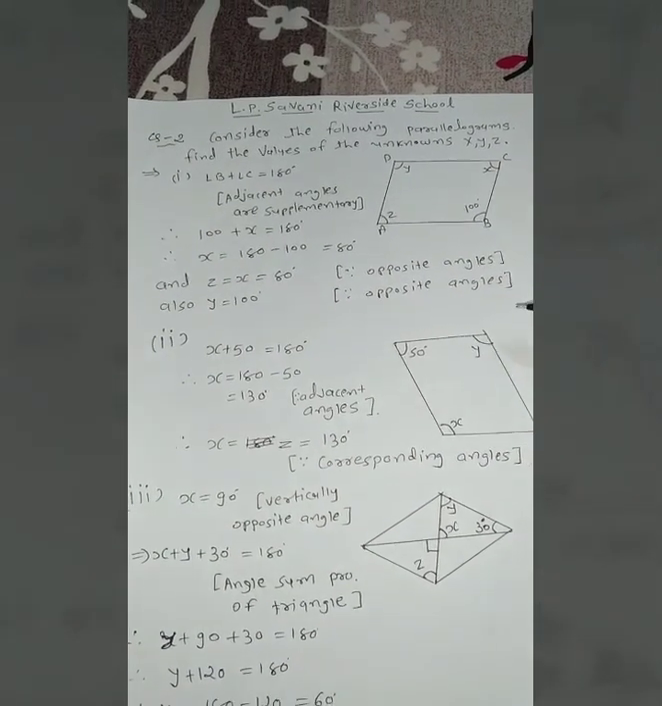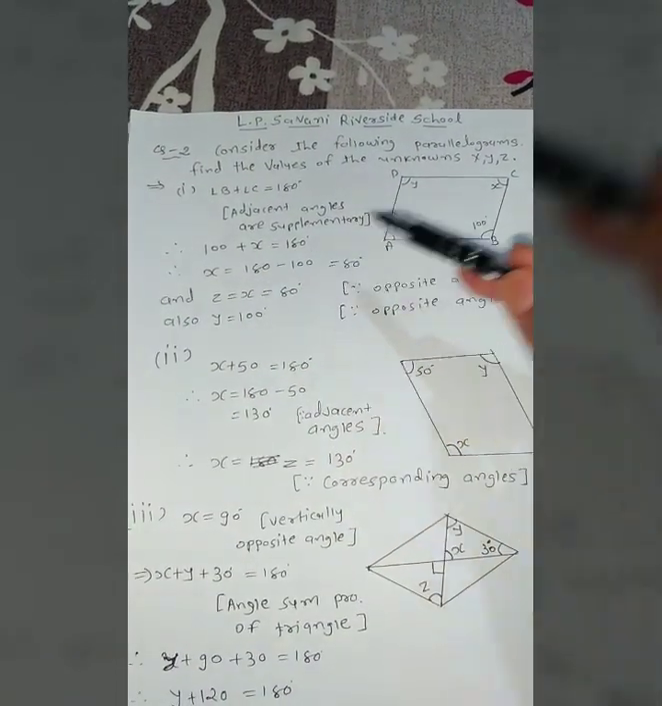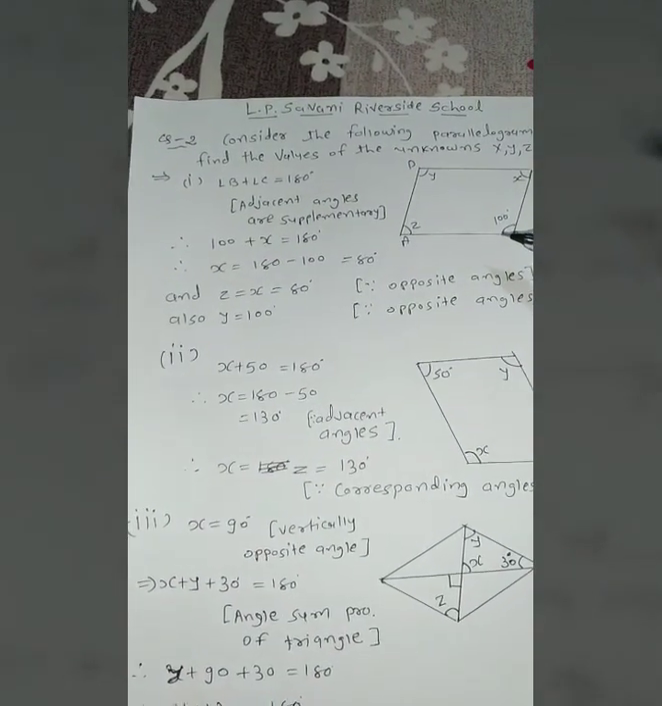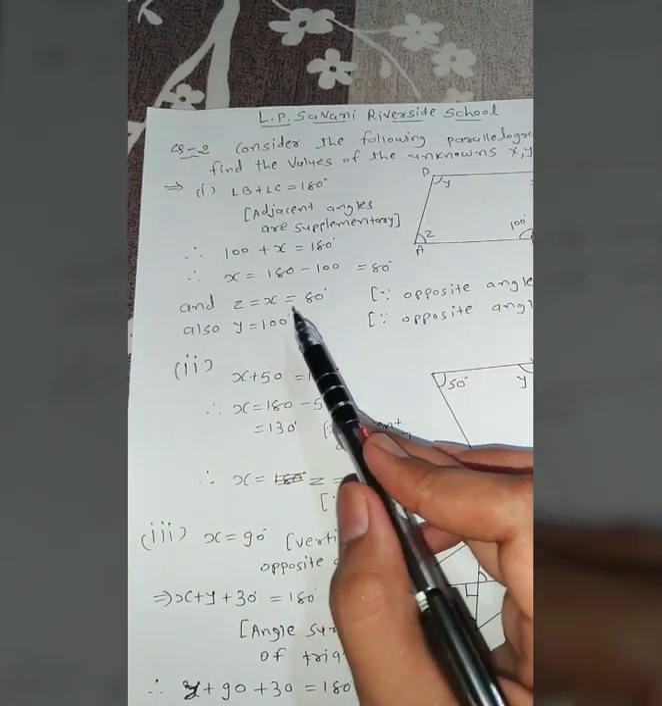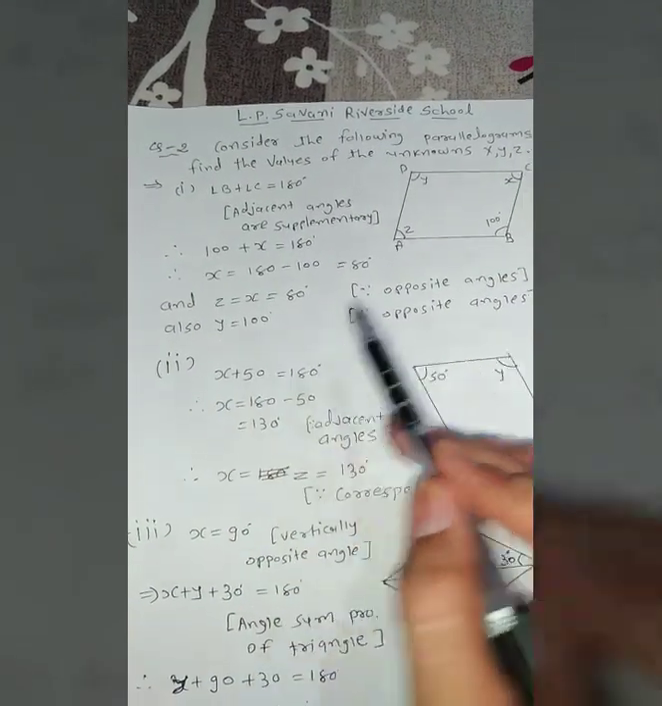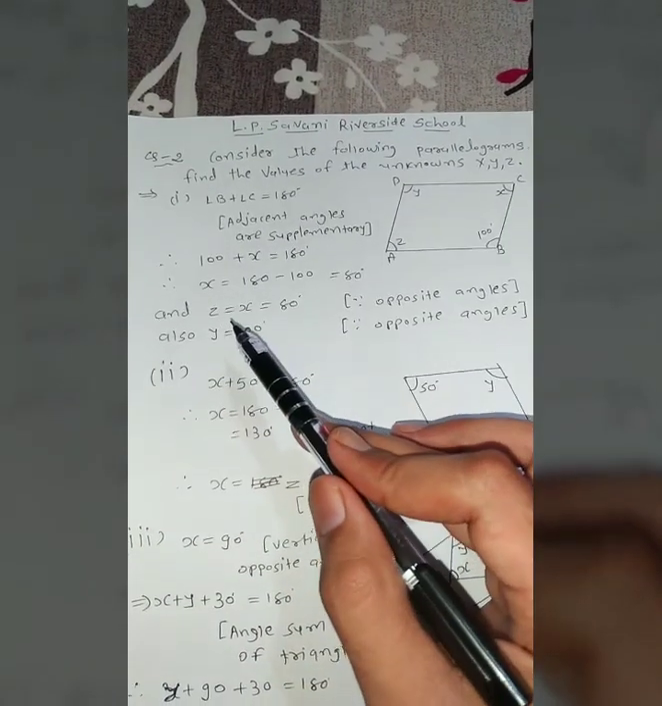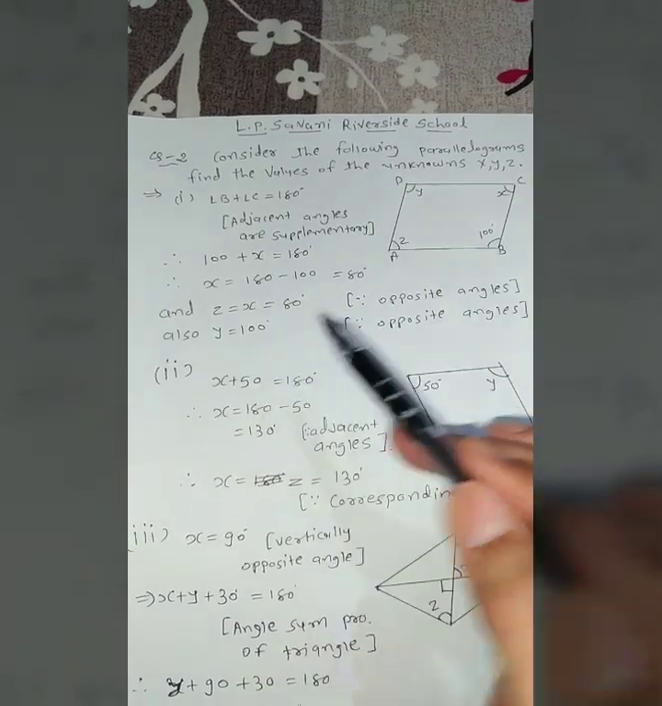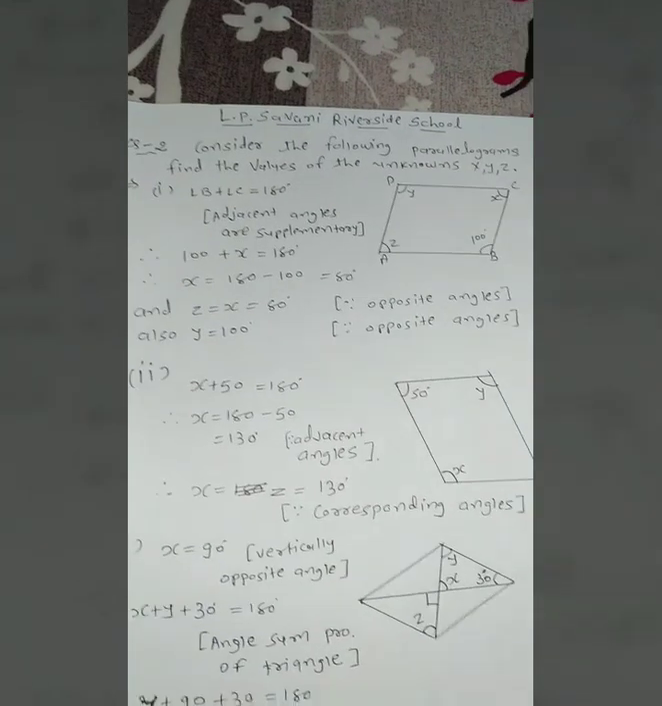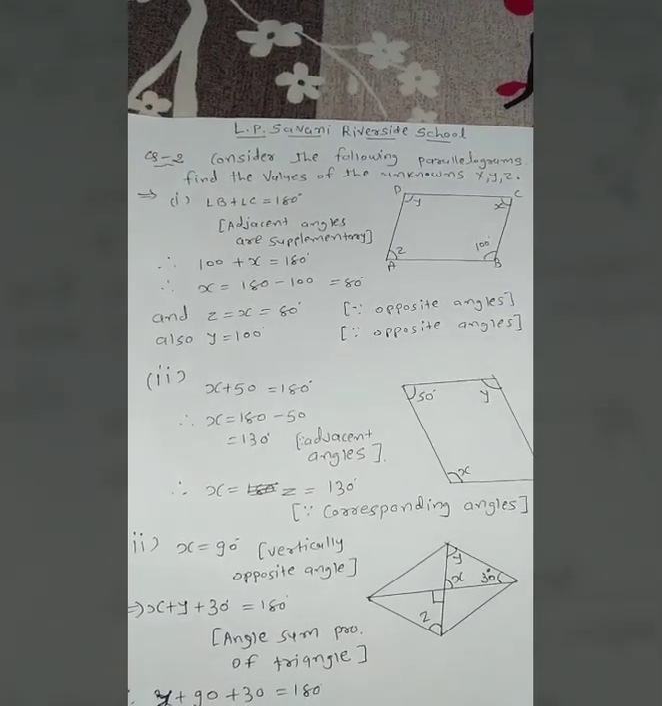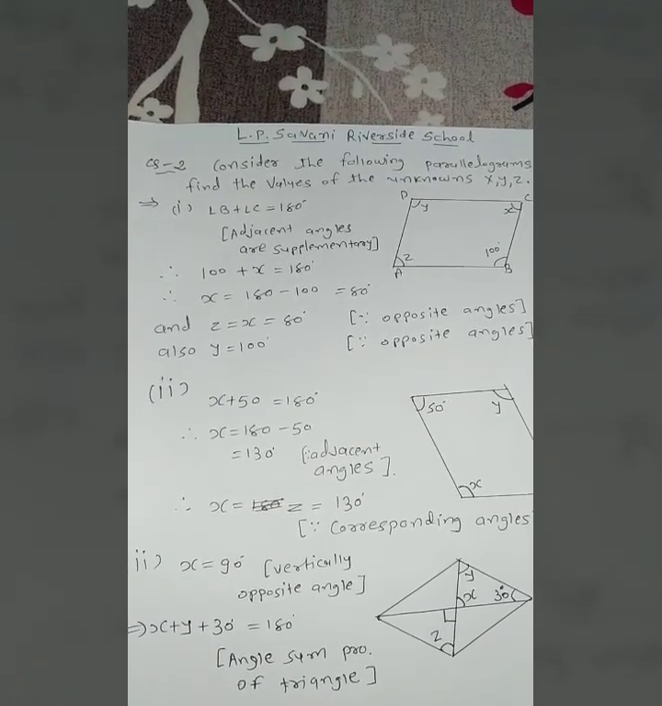Then next, 100 plus X gives 180. So X is equal to 180 minus 100, which is equal to 80. So Z is equal to X is equal to 80. So Y is equal to 100. So the opposite angles are equal: Z is equal to X is equal to 80 and Y is equal to 100. Okay, so we use the property of opposite angles and we found that Z is equal to X is equal to 80 and Y is equal to 100.